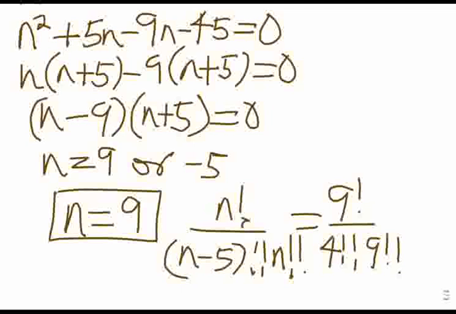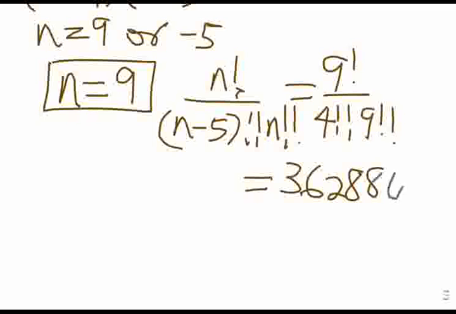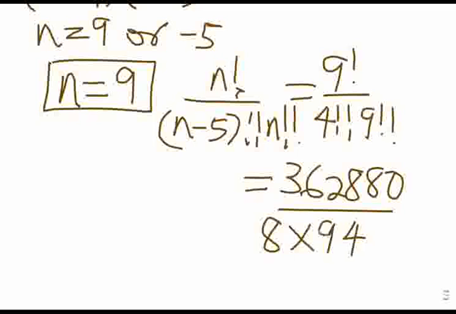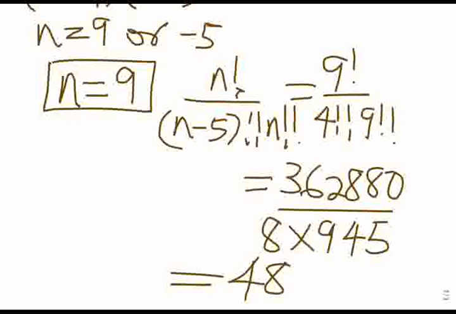So pressing the calculator, what is the value for 9 factorial? You would have 362,880. The value for 4 double factorial, that is 4 times 2, which is 8. The value for 9 double factorial, that is 9 times 7 times 5, and so on. So that will give you 945 if you simplify further. So dividing all this together gives us the what? The 48. So it shows that our n is equal to 9.